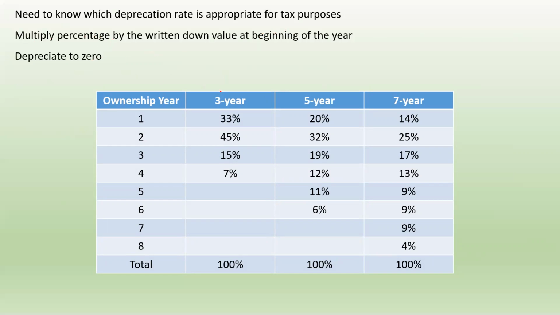So if the equipment has a 3-year useful life, the first year the depreciation rate is 33%. The second year is 45%. Third year is 15%, and the fourth year is 7%. It is a 3-year depreciation schedule, but it depreciated over 4 years. For a 5-year depreciation schedule, it depreciated over 6 years. And this table again is fixed, it's given.